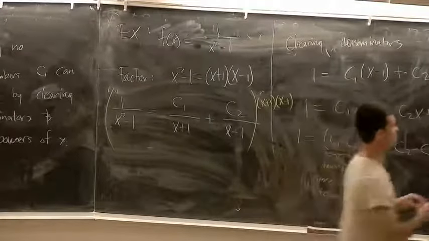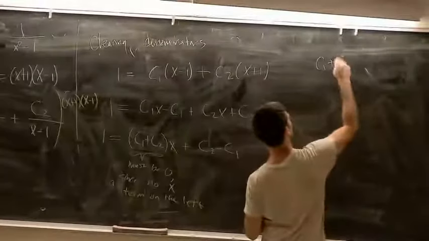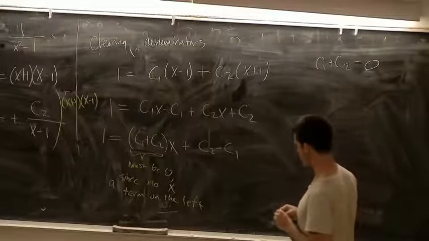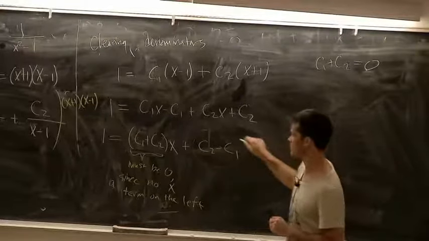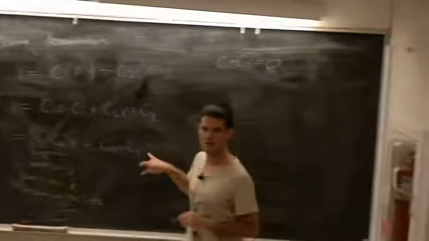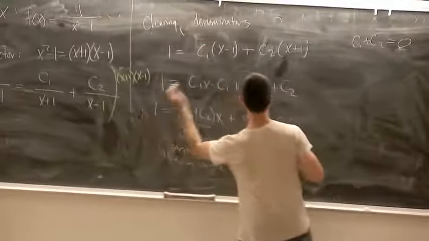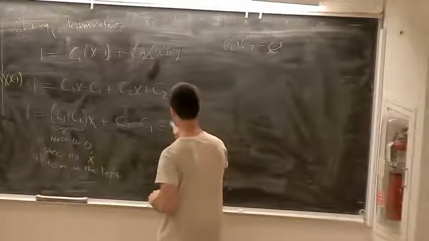So that gives us one equation: C1 plus C2 is 0. How about the constant term? What does this have to equal? 1, because the constant term on the left is 1. So the constant term on the right.